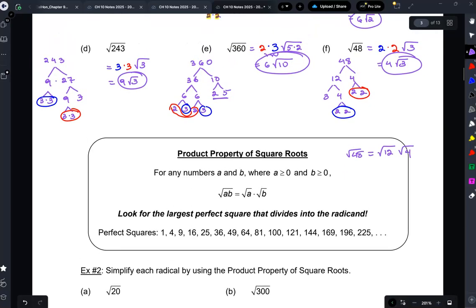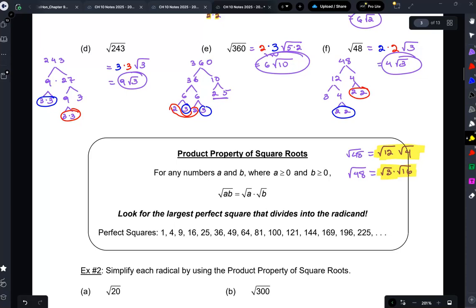we have to be more strategic about it. So for example, root 48 could also be root 3 times root 16, correct? Now, when I did the first one here, are any of these perfect squares? Which one? The 4. Okay.